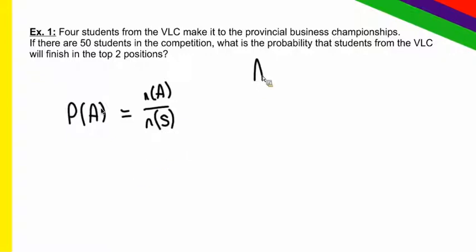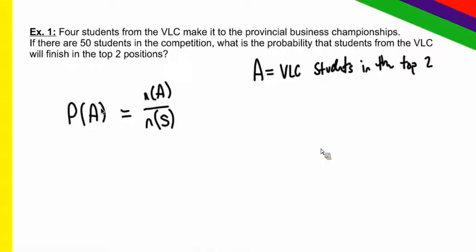So to start with, we need to identify what exactly is the event here. If we're trying to figure out the probability that students from the VLC finish in the top 2, then that event is VLC students finishing in the top 2. So how many ways can that occur in the top 2? Well, there are 4 students from the VLC in the competition, and this basically amounts to choosing 2 out of those 4 to fill that spot.